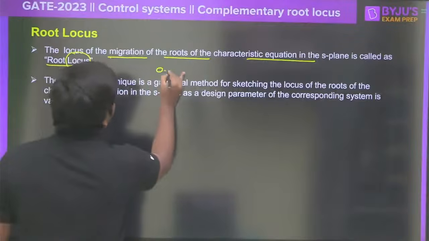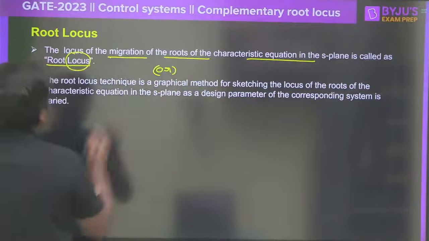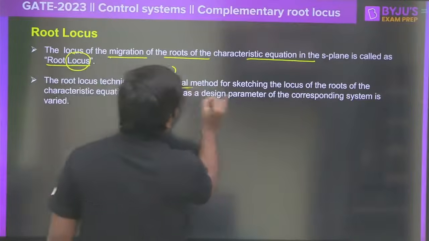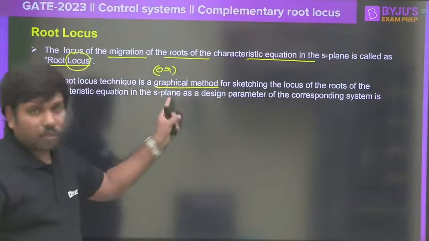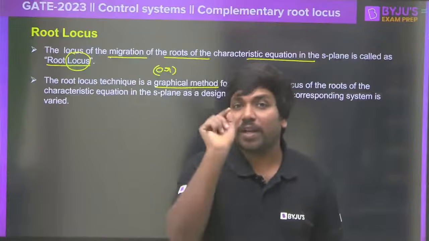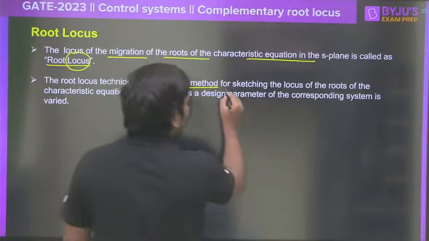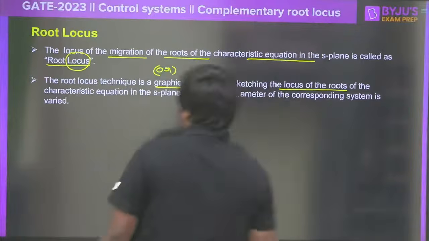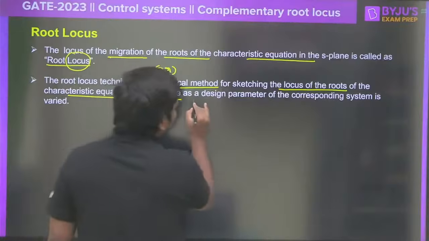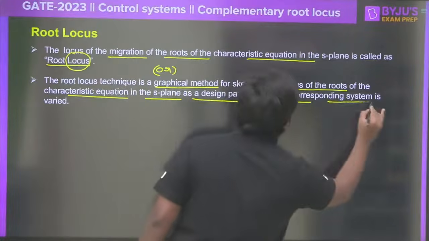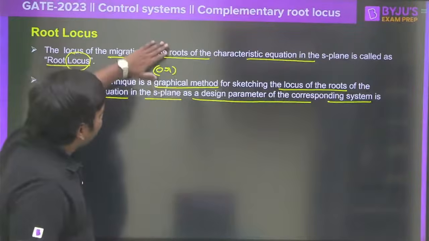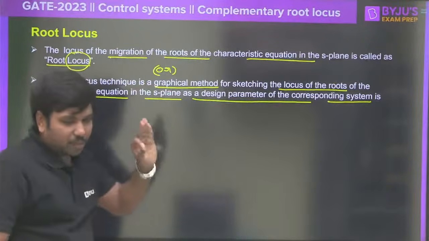You can go with the first definition, but the second one is more accurate. The root locus technique is a graphical method. Try to understand that. This is not a physical approach. This is a graphical method. I repeat, this is not a physical approach. It is a graphical method, right? For sketching the locus of the roots of the characteristic equation in the S-plane as a design parameter of the corresponding system is varied. Clear? So that means more or less both of these two definitions are explaining the same point.